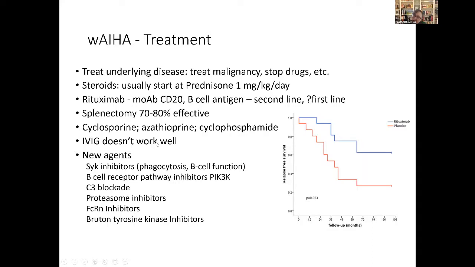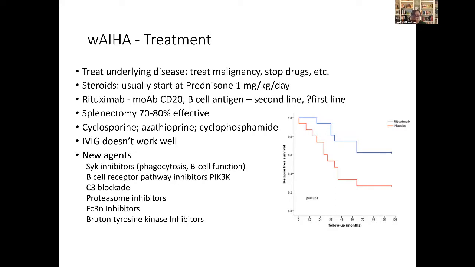IVIG doesn't work well, in contrast to ITP. The response rate for IVIG is about 40%. The best efficacy and the best results were seen in patients with severe hemolytic anemia, hemoglobins 4 to 6. In that case, you really use high doses of IVIG, about 3 to 5 grams per kilogram total dose. So if you're using 1 gram per kilogram per day, you have to do it for 3 to 5 days.